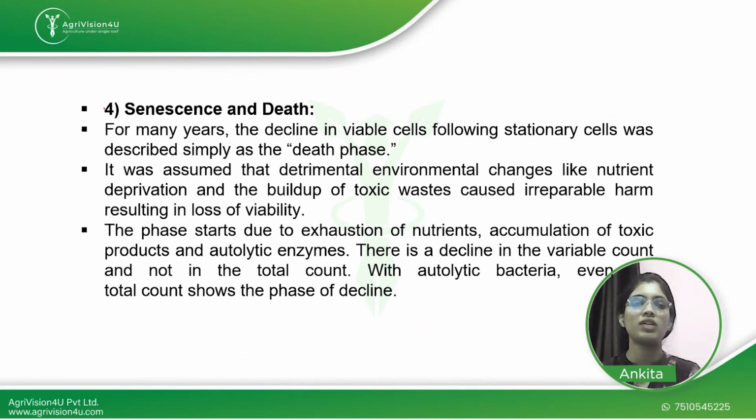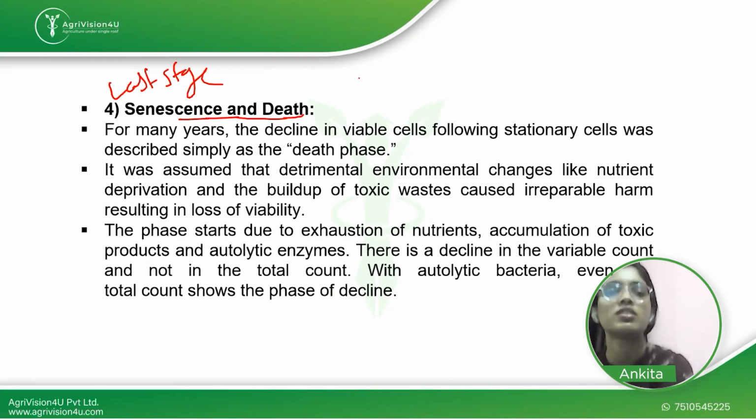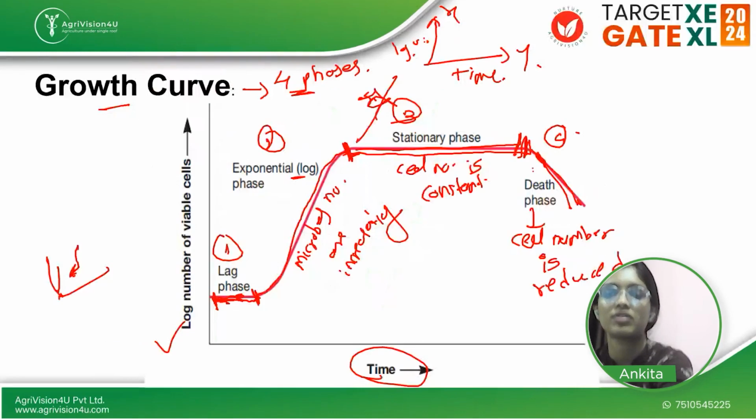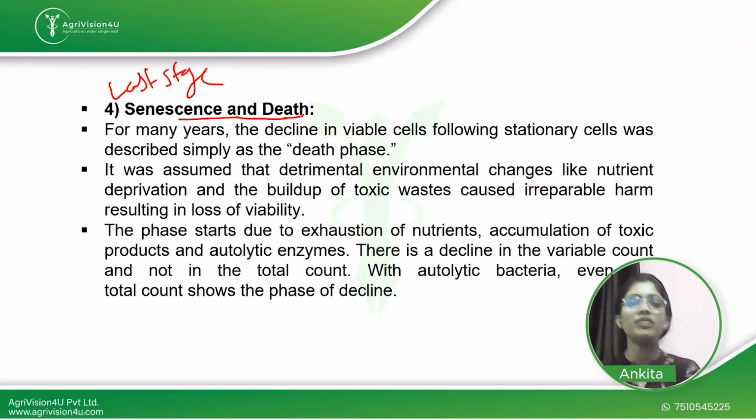Now the fourth phase, this is your last stage in the growth curve. That is nothing but the senescence and death, meaning the death phase, which we have seen in this graph. This last phase is the death phase. Now, in this death phase, from the word death, what you can guess is your cells are dying, and cell number is going to decrease.